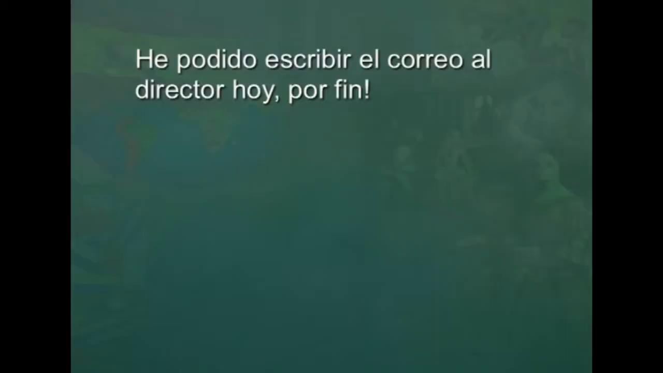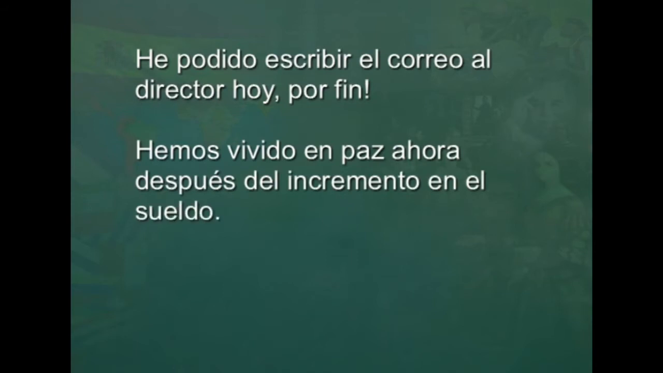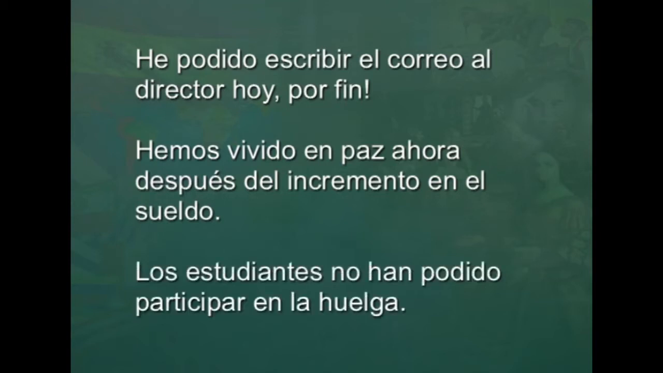Therefore, the structure is haber plus participle of the verb poder or querer, and then you have the verb in infinitive, like he podido escribir el correo al director hoy. Por fin, at last today I could mail the director at last. Hemos podido vivir en paz ahora después del incremento en el sueldo. We could live in peace now after an increase in the salary. Los estudiantes no han podido participar en la huelga. The students could not participate in the strike.